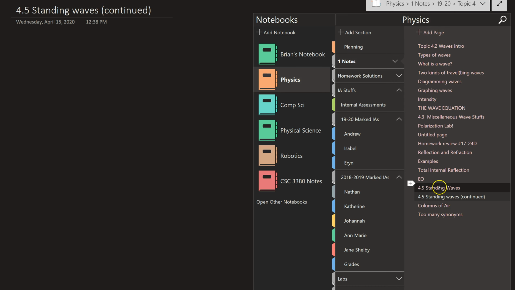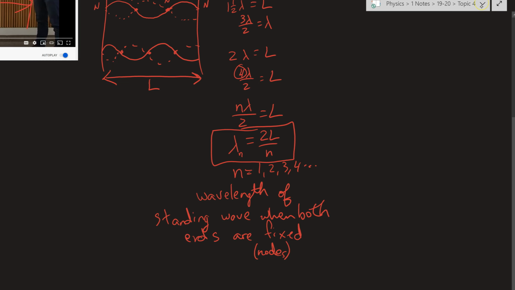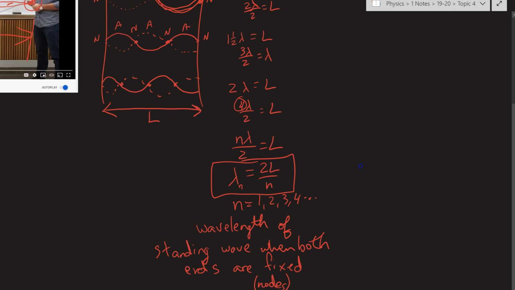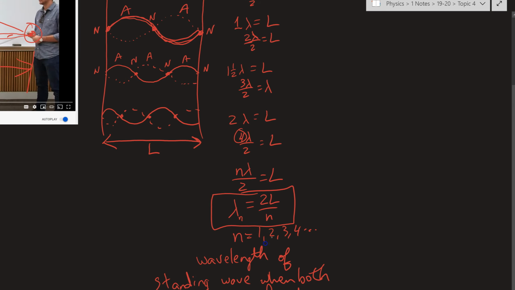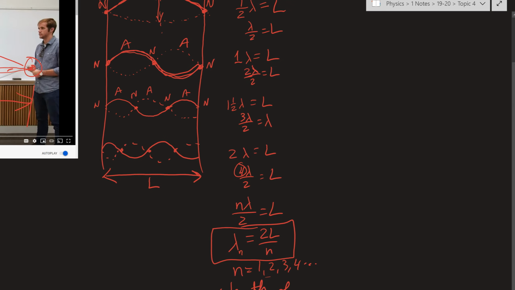Yesterday we looked at standing waves and we came up with a formula to explain how the wavelength of a standing wave relates to the length of the string that it's on. That looks like this. The wavelength of the standing wave was equal to twice the length divided by an integer, and the integers go up 1, 2, 3, 4. We will see a pattern where they don't go up 1, 2, 3, 4 pretty shortly.